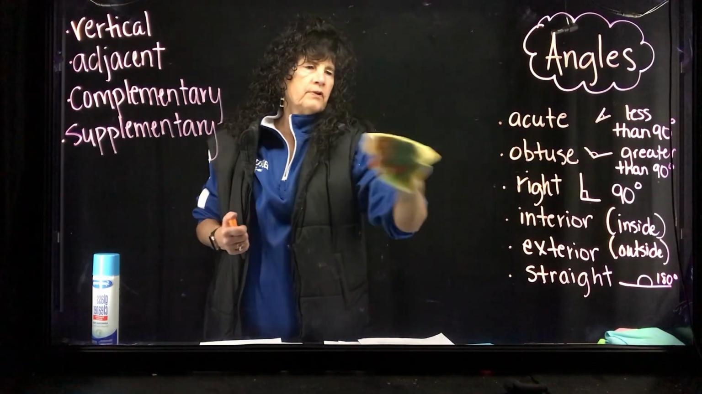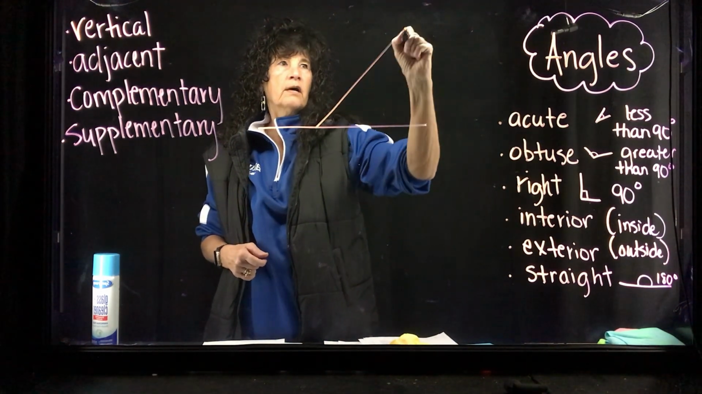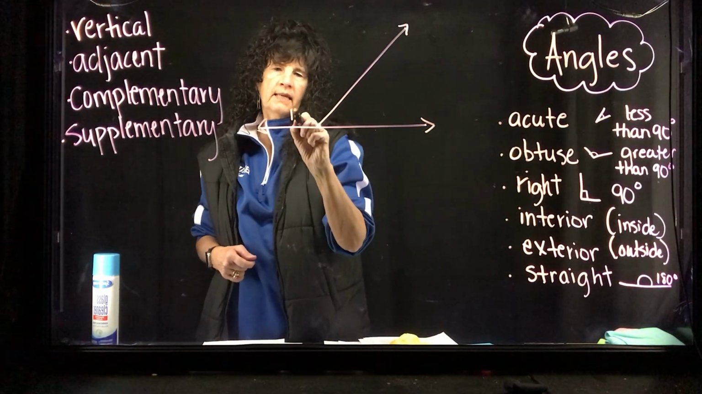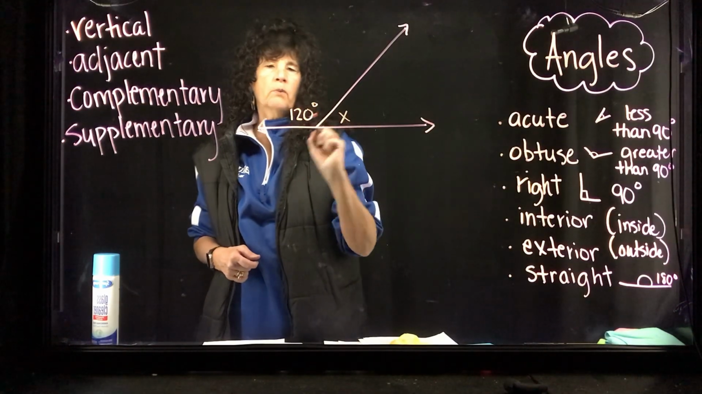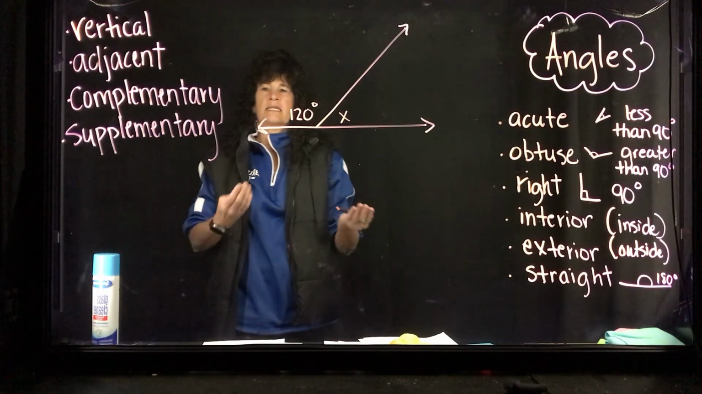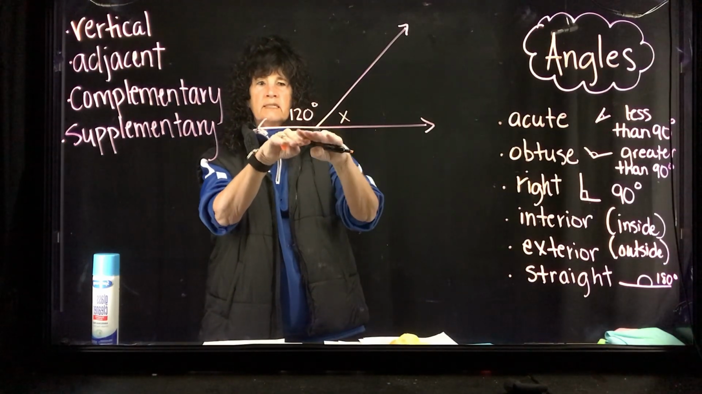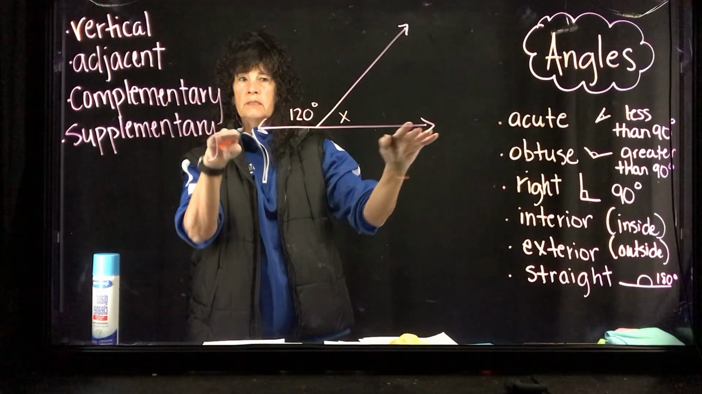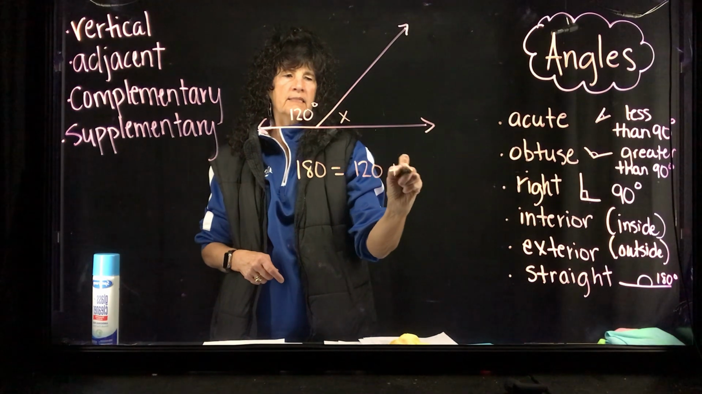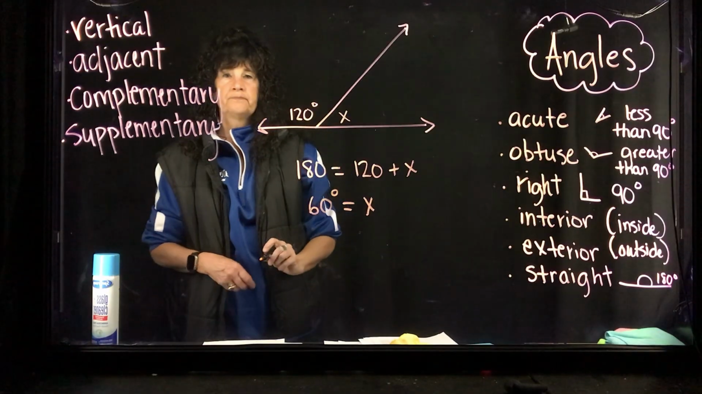If I have a straight line and a line that comes off this way, and I tell you that this angle is 120 degrees and I want to know what x is, how do I find x? I see that these are supplementary angles, right? This plus this gives me a straight line, or 180 degrees. So 180 equals 120 plus x. X therefore must be equal to 60 degrees.